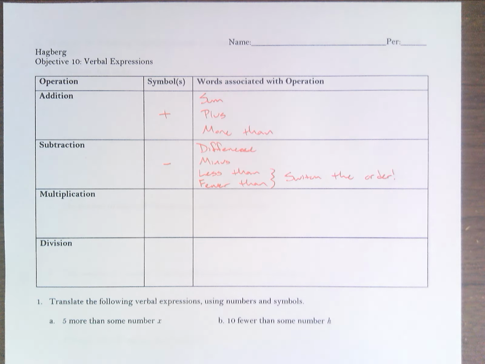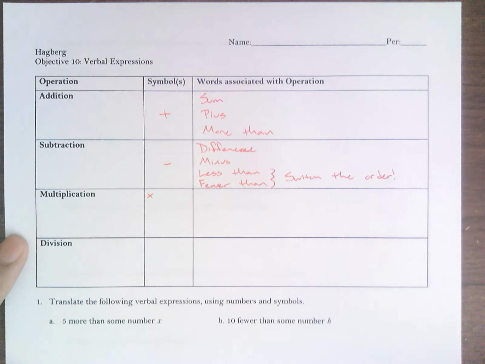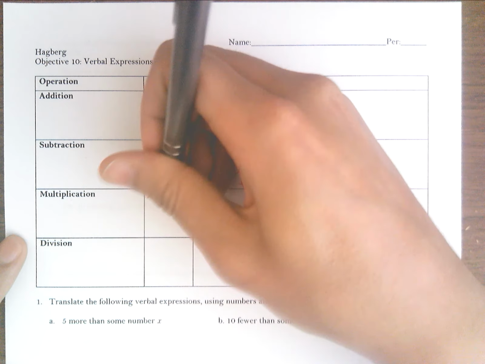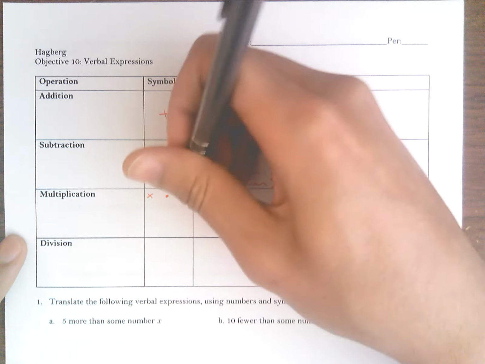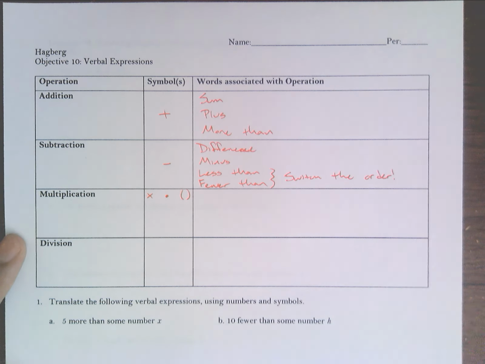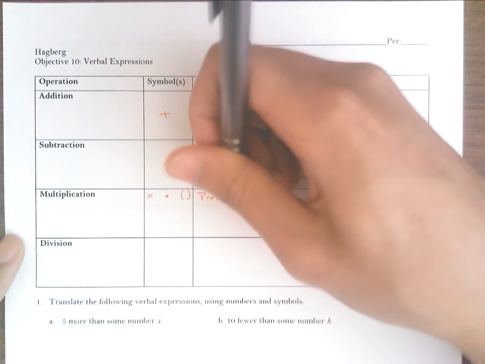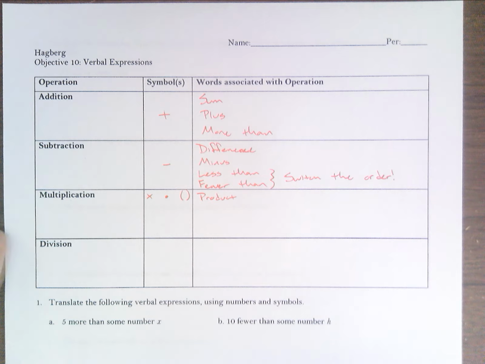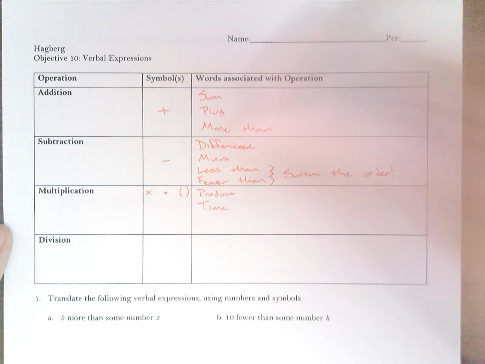For multiplication, there's a few different symbols that we might see. We might see this X, this times symbol. We might see it as a dot. And you might also see it as parentheses. Right? So any of those three symbols, we mean multiplication. So ways that we might see this in a verbal expression, the product. So remember, anytime you see product, we're thinking multiplication. Of course, times. So a number times another.